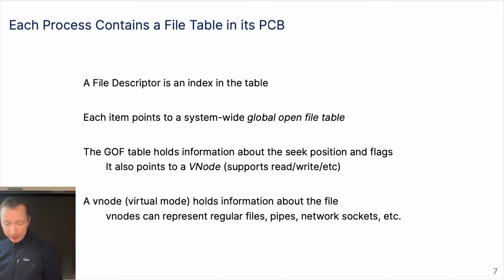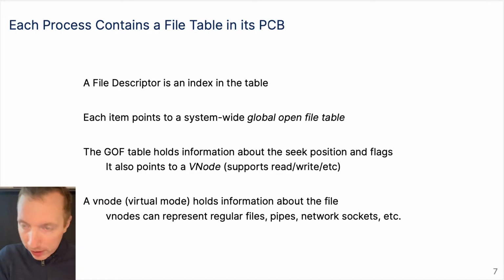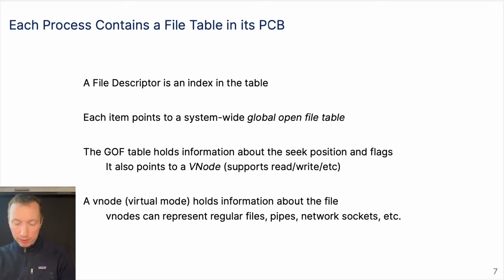So each process contains a file table in its process control block, and the file descriptor is simply an index into that table. That's all it is. That's why it starts at 0, and that's why the numbers are so low. Each thing in the local file table will just point to a system-wide global open file table, and that is maintained by the kernel. That is also why, on fork, your file descriptors are all shared, because even if you copy the local file table, you're just copying what it points to. So both the processes are pointing to the same thing, and that way they can share. So there's a layer of indirection there.